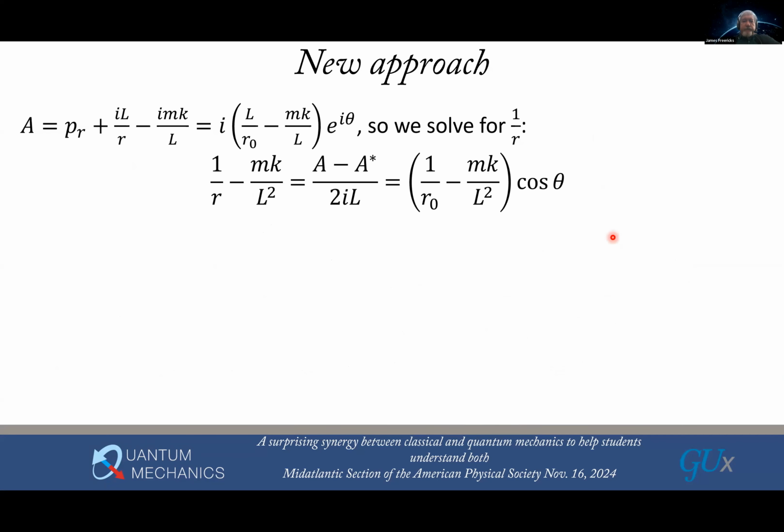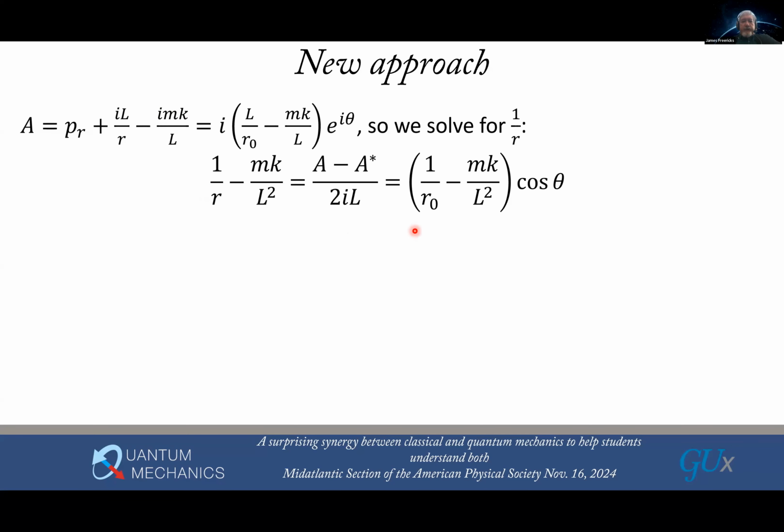So now to solve for 1 over R, what we do is we take, again, A minus A star divided by 2IL. That will give us 1 over R minus MK over L squared. You can see that here. If I take this minus its complex conjugate, the PR term will disappear. I will get twice this term. And then if I divide by 2IL, I'll get 1 over R. And if I divide by 2IL, I'll get minus MK over L squared.